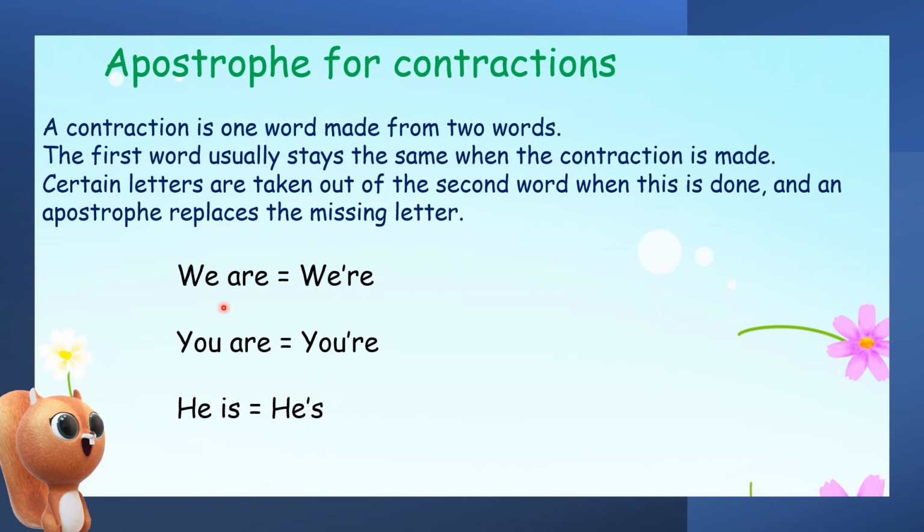Don't forget, a contraction is one word made from two words. We have two words here, now we have one word over here. Why? Because the apostrophe has replaced one of the letters in the word. We are becomes we're. You are becomes you're. He is becomes he's. Let's take a look at more examples.